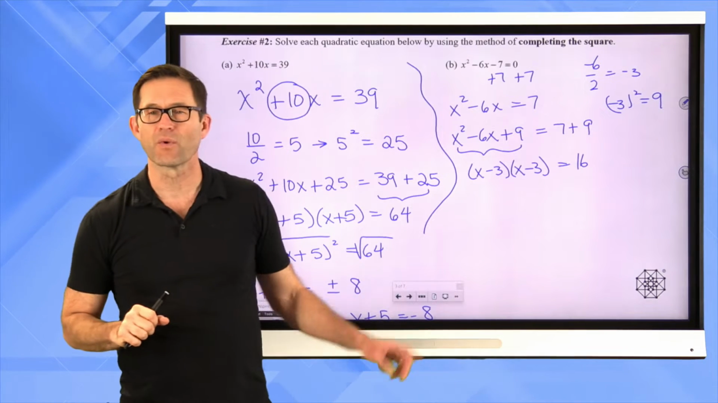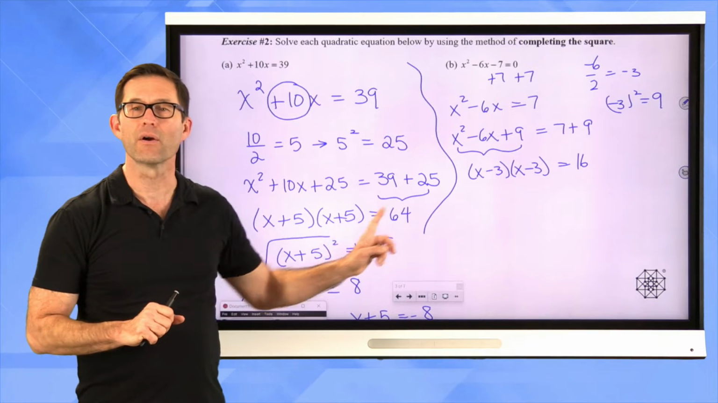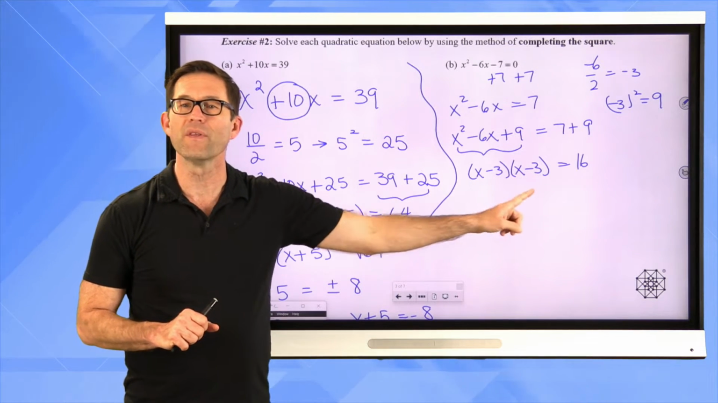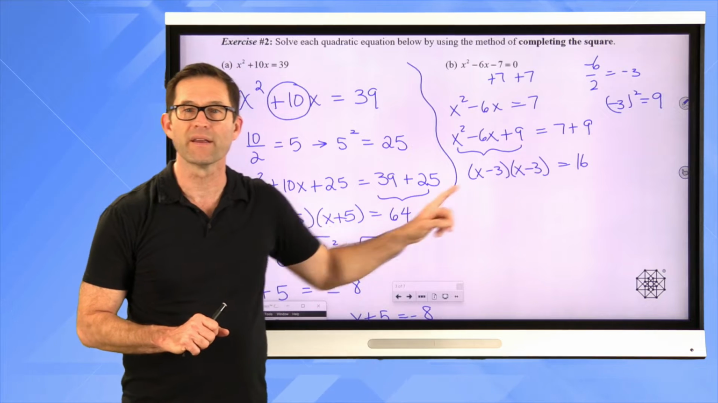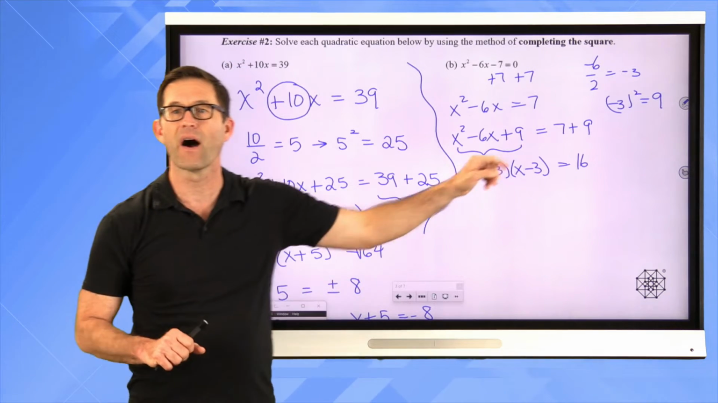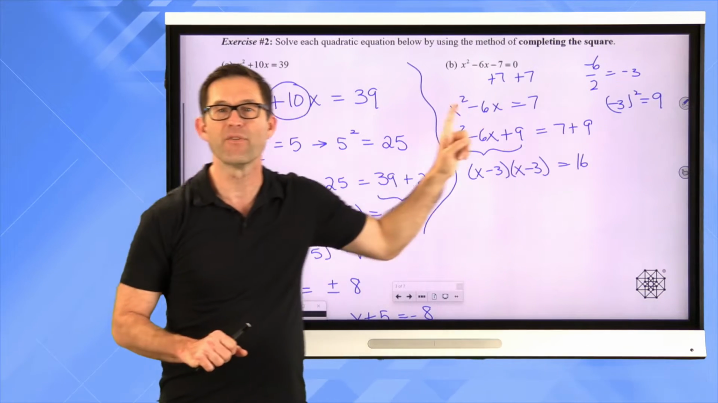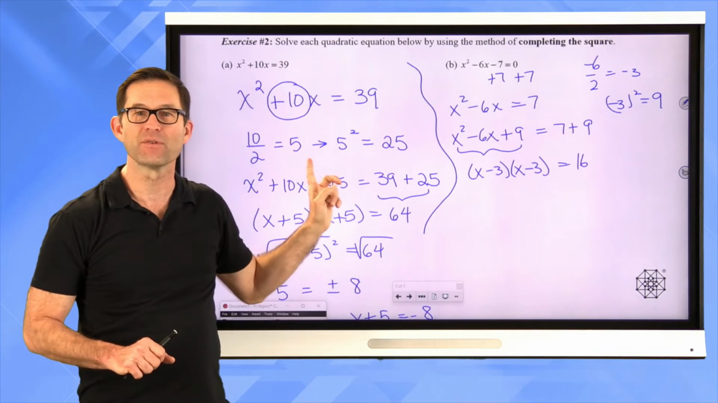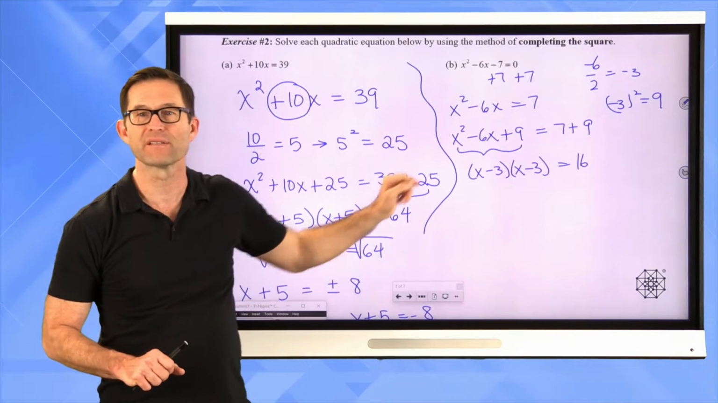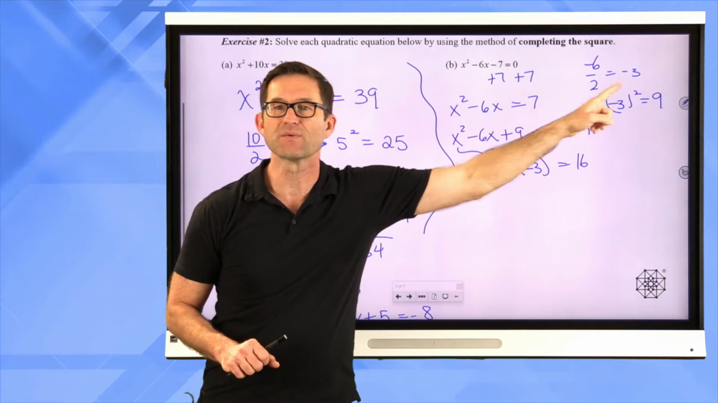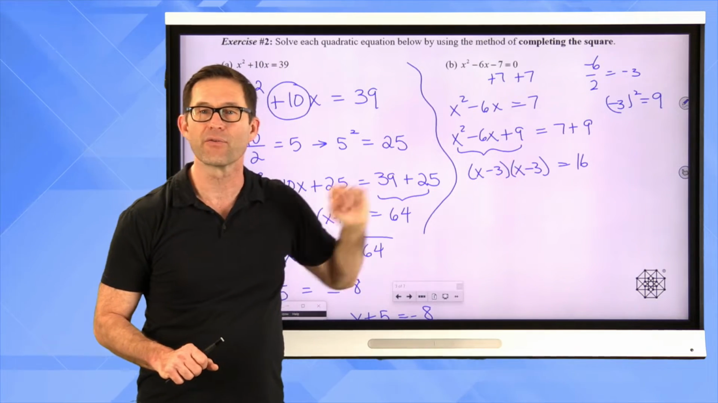By the way, notice that both here and over here, the number that went into both of these parentheses, minus 3, positive 5, was half of the b. Half of the 10 was positive 5. Half of the negative 6 was negative 3.